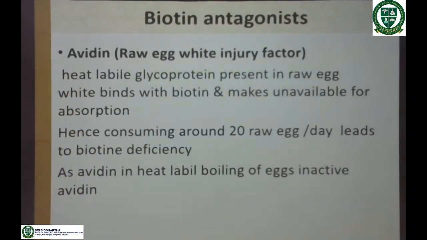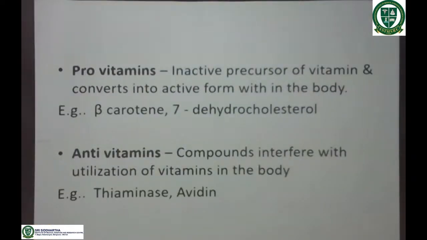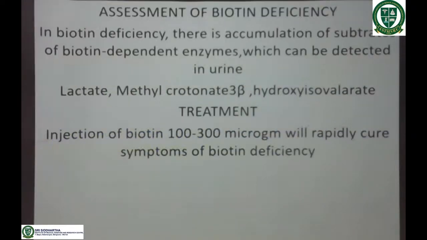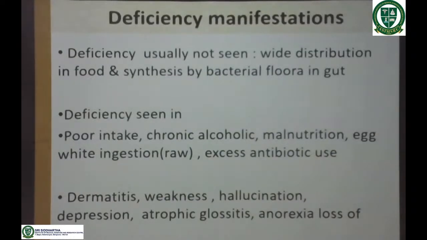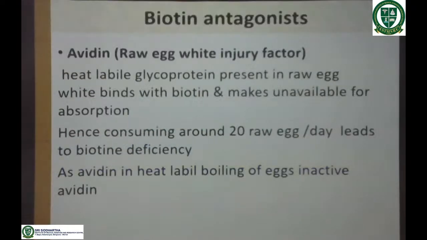Hence, consuming around 20 raw eggs per day leads to biotin deficiency. As avidin is a glycoprotein, boiling of eggs will destroy the avidin. So eating boiled egg is good rather than eating raw egg. So this is all about biotin. You need to know the important reactions involved in biotin: the 4 carboxylase enzymes and 2 which are dependent on these.